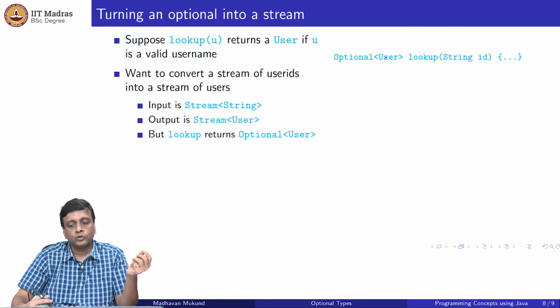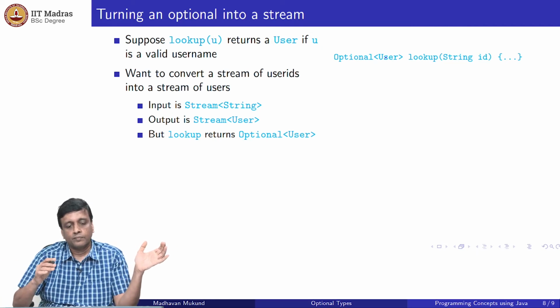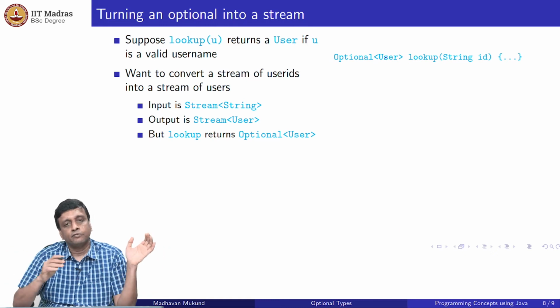Now what I want to do is take a stream of these user IDs and convert it to a stream of users.